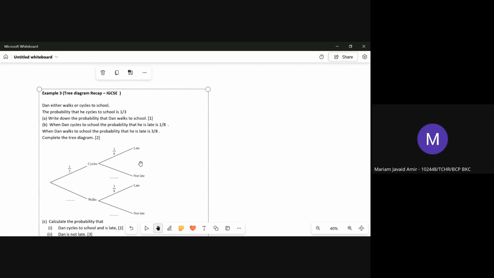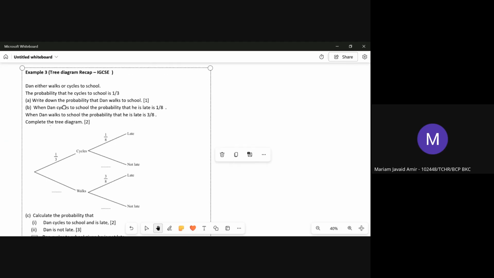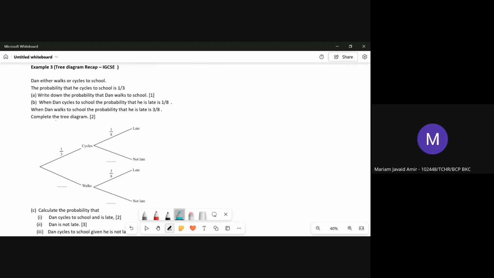All right, so Dan either walks or cycles to school. So we can see that in the tree diagram. The probability of cycling is given as 1/3 and the probability of walking is not given. And I hope you remember this from O levels. If this is 1/3, then the rest of that has to be 2/3 because total probability is 1. So if you do 1 minus 1/3, you get 2/3.